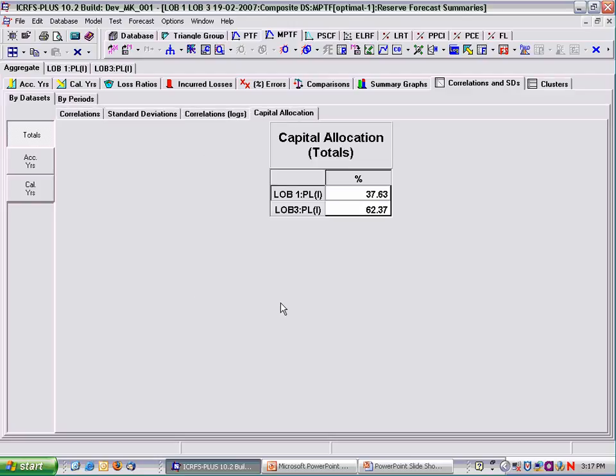If you allocate capital based on the covariance formula, for the aggregate of the two lines, so you want to set capital at the 95th percentile, then 37% of the risk capital that's above the mean will be allocated to LOB1, and 62% should be allocated to LOB3.